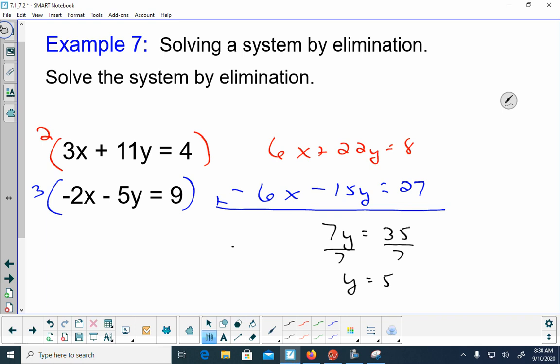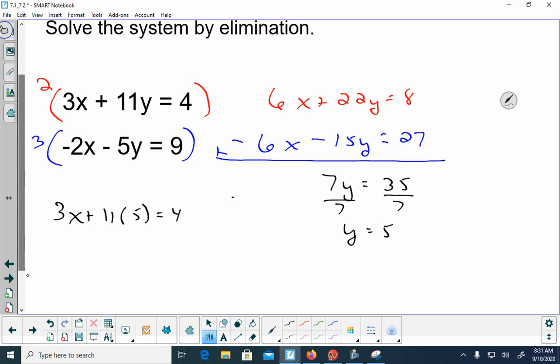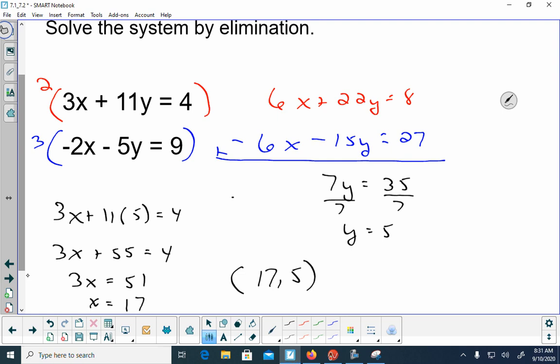Substituting into either one of the first equations, so I'm going to say 3x plus 11 times 5 is equal to 4. So 3x plus 55 is equal to 4. 3x is equal to 51. x is equal to 17. So my ordered pair solution is 17, 5.